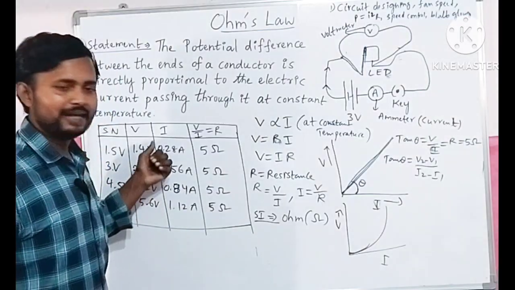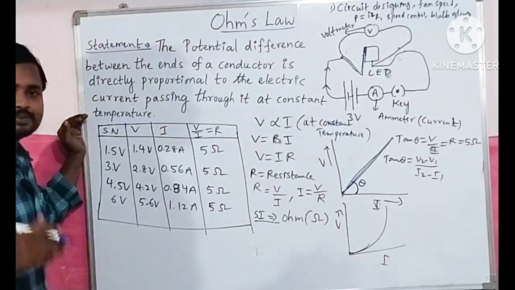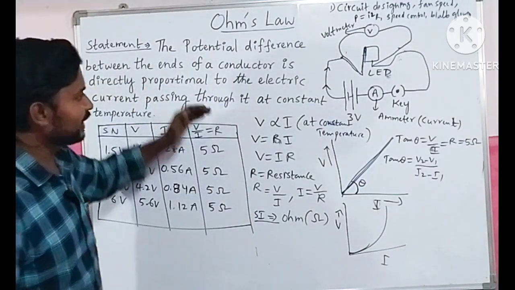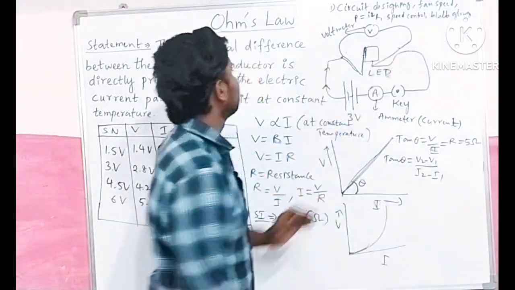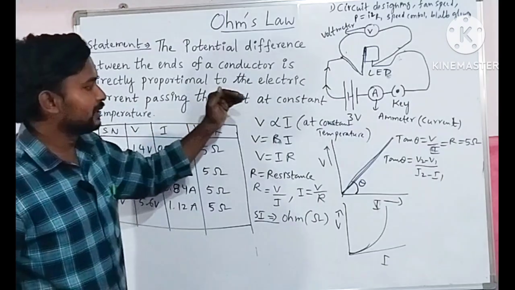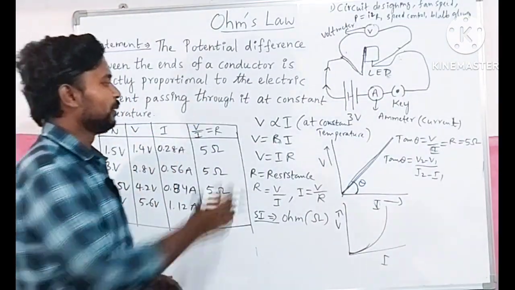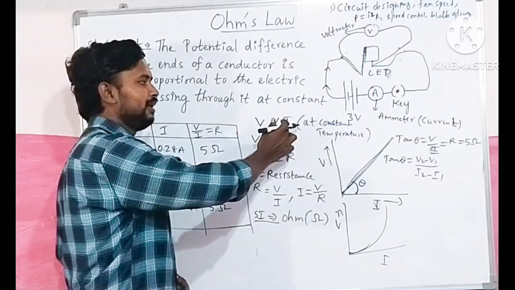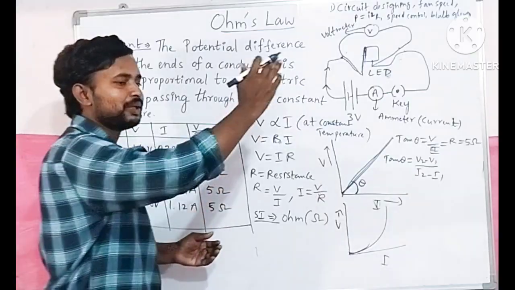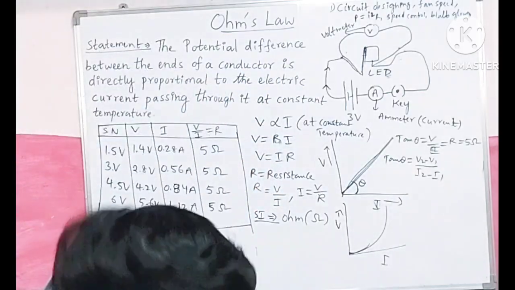Now I will explain the limitations of Ohm's law. Once again, look at the Ohm's law statement: the potential difference between the ends of a conductor is directly proportional to the electric current passing through it at constant temperature. So if you increase the potential difference, the current in the circuit also increases.